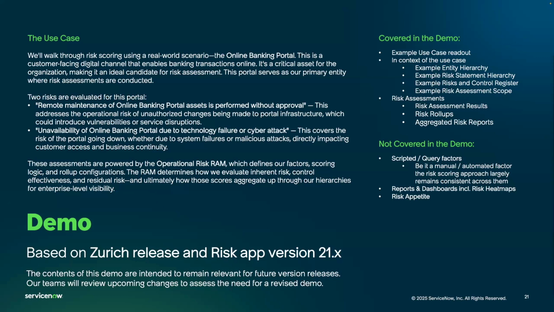In the risk hierarchy, both the risks roll into channel availability risk, which then rolls into technology and cyber risk. This gives us aggregated views by risk category, not just by organizational unit.